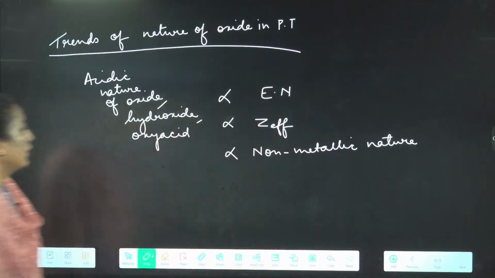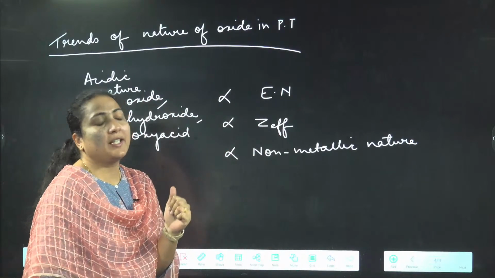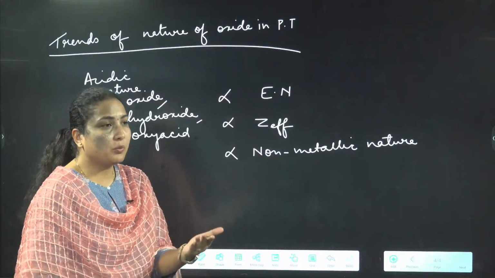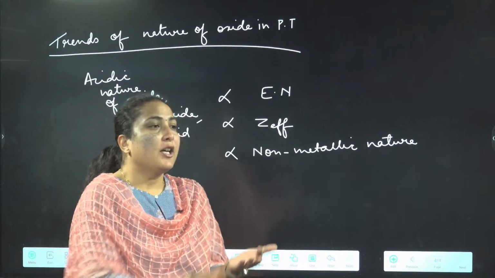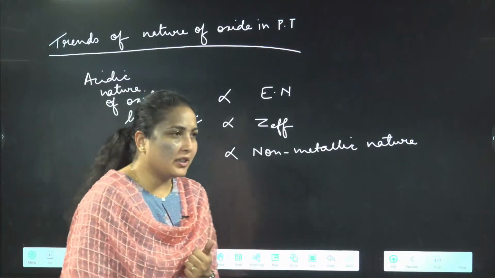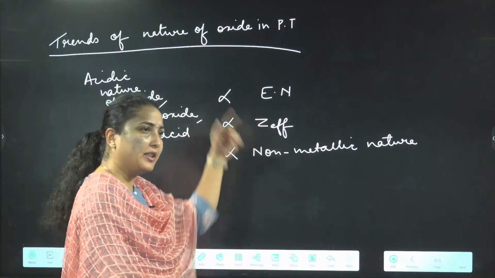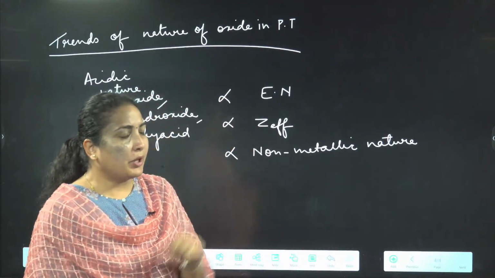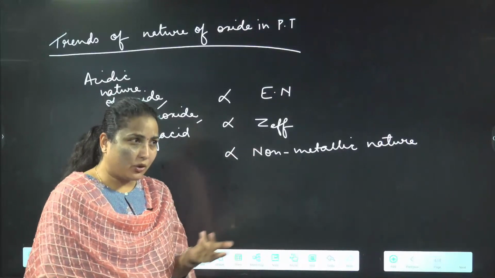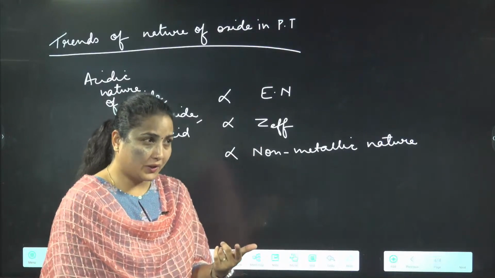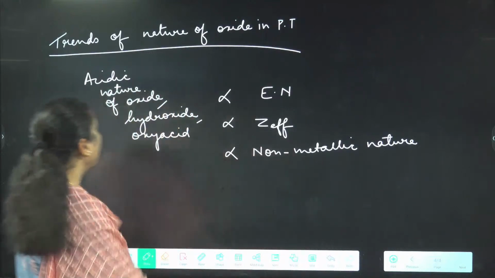Basically, if you have a non-metal, suppose we have taken carbon dioxide, when I put that in water, I'm getting H2CO3, right? So that is a non-metallic oxide. Non-metallic oxides are going to be acidic in nature. Definitely you can relate the non-metallic nature with the electronegativity also, because if electronegativity increases, the tendency to attract electrons increases. So non-metallic nature increases, and non-metallic nature increasing means acidic strength increases. I hope this is clear.